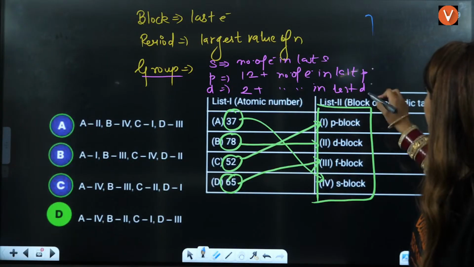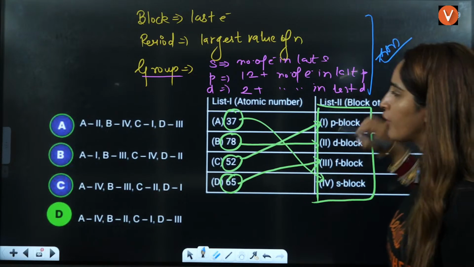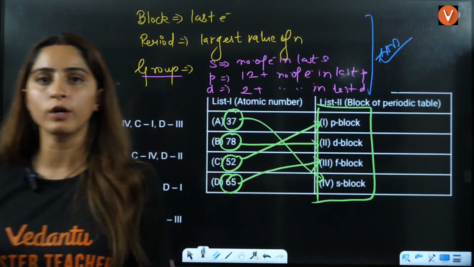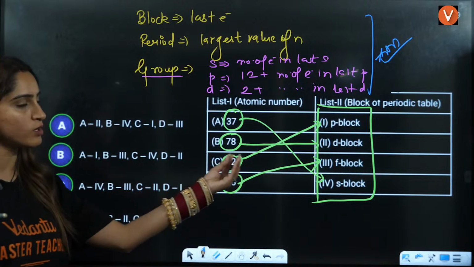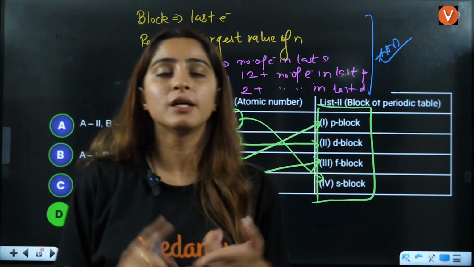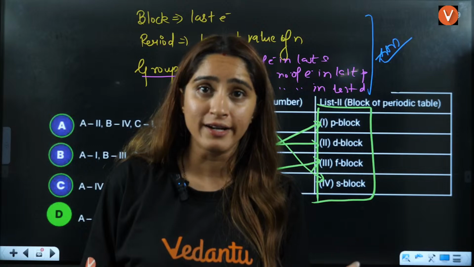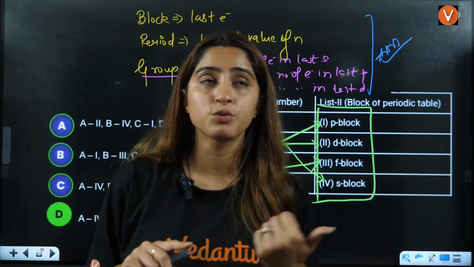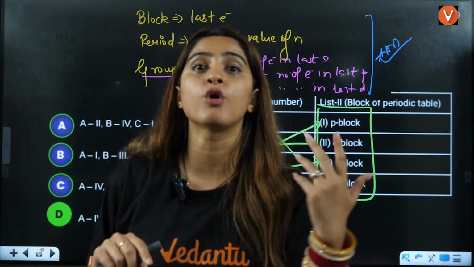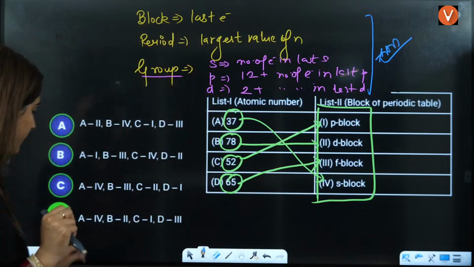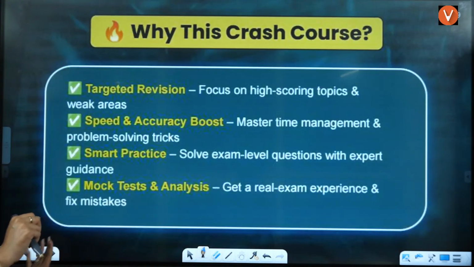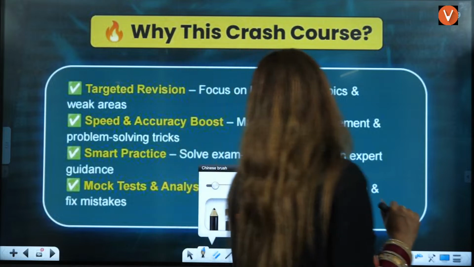This also becomes very, very important for you. Though right now they are not asking such questions based on predicting the period or group. They are asking more about the trends, KMnO4, K2Cr2O7, and more of the electronic configuration of F block elements. This is how they are asking most of the questions.